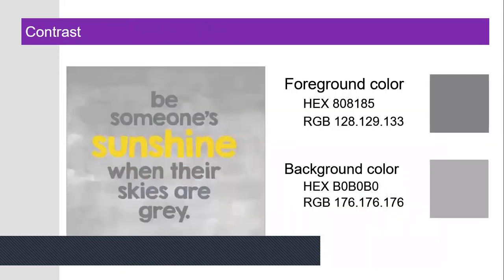In order to be perceivable, your foreground color needs to be significantly different from the background color. The example on this slide is an image of text on a gray, cloudy background. The text reads, "Be someone's sunshine when their skies are gray." Both the foreground text and the background are shades of gray, except for the word sunshine, which is yellow. And this combination is difficult for many of us to read, but it's especially challenging for users with low vision and users in bright sunlight.